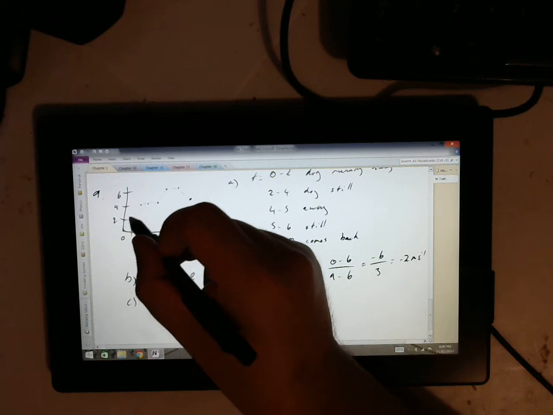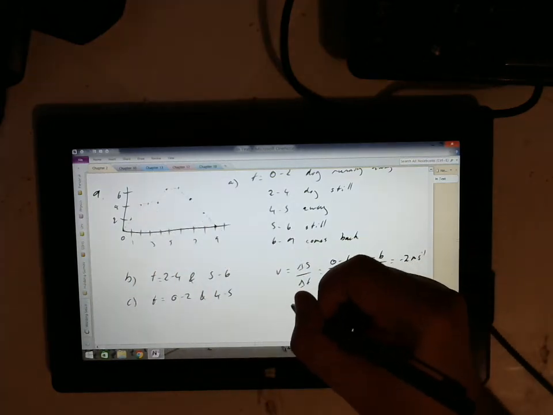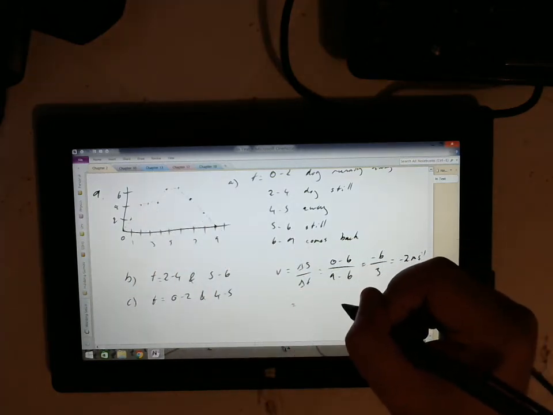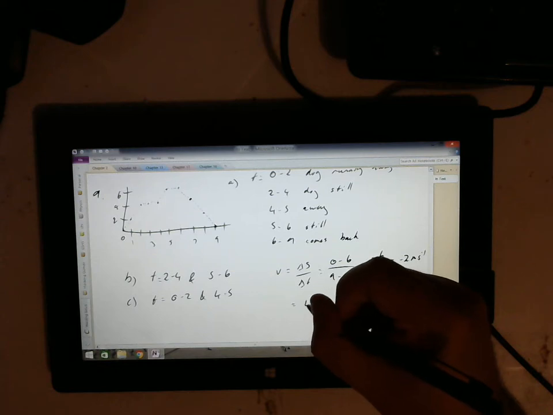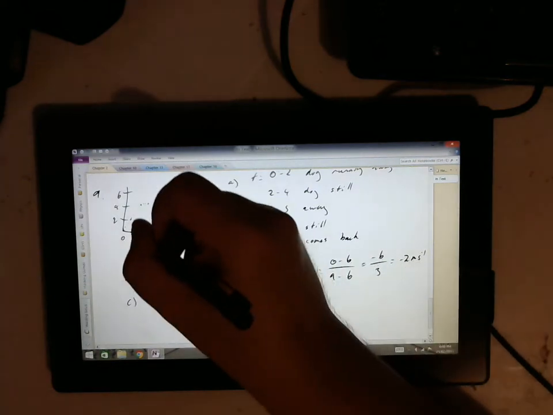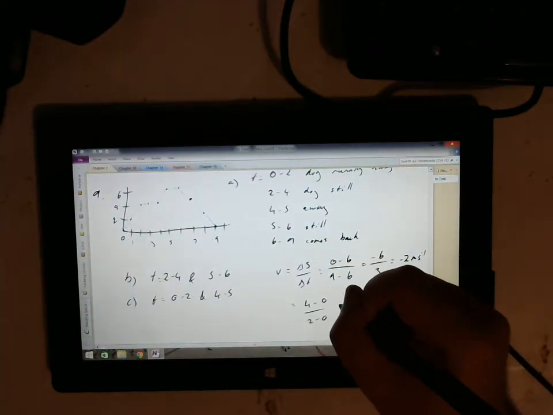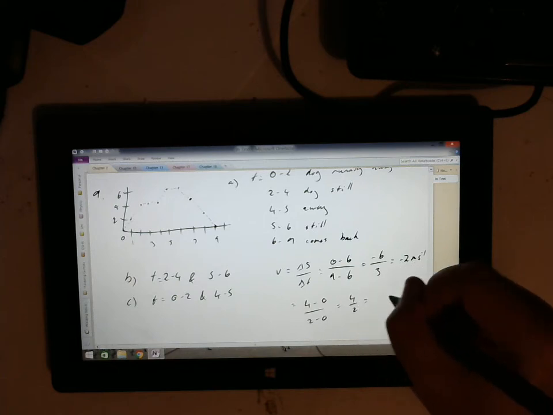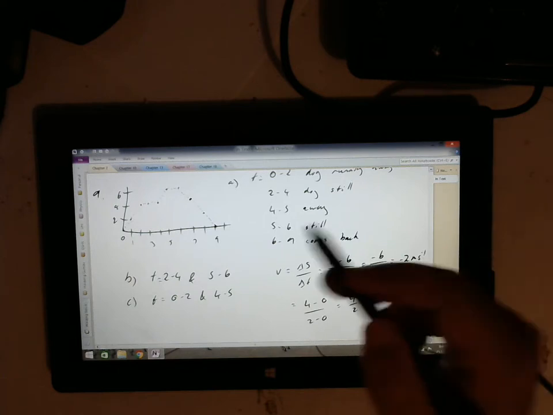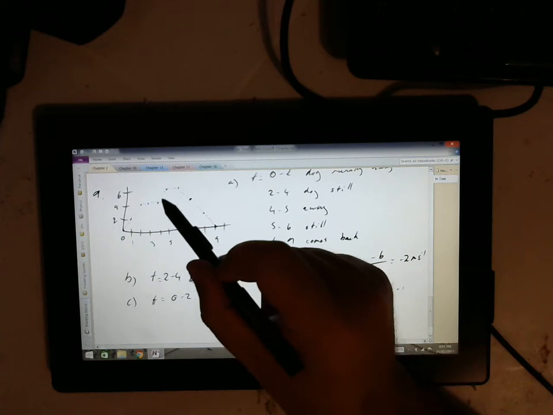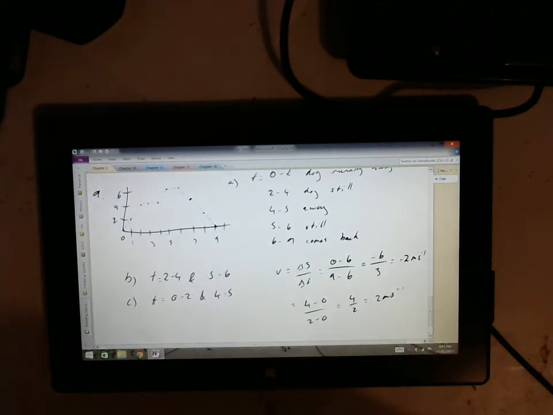While this section here, it finished at 4, started at 0, and it was at 2, take away 0 equals 4 over 2 equals 2 meters per second. So this bit and this bit are the same, and that bit will be the same as well by looking at the graph, but you should confirm that for yourself.